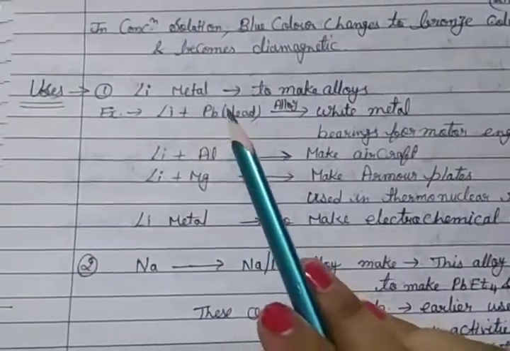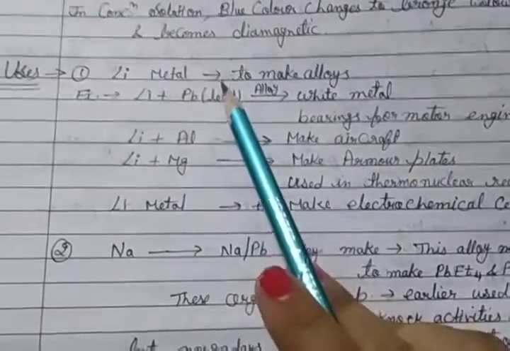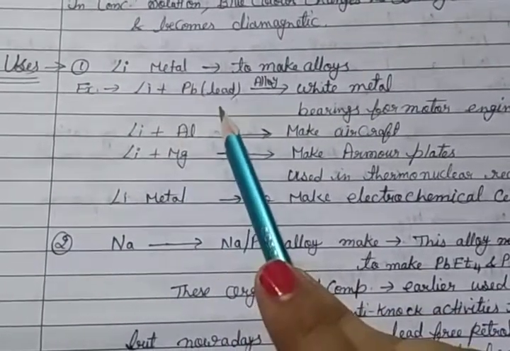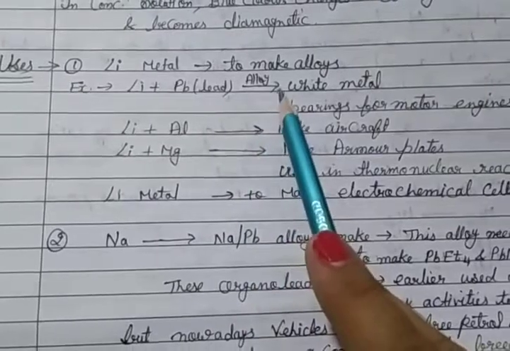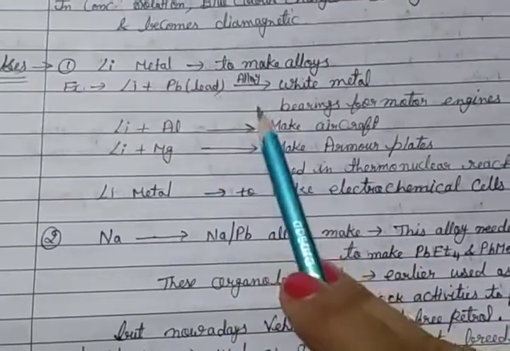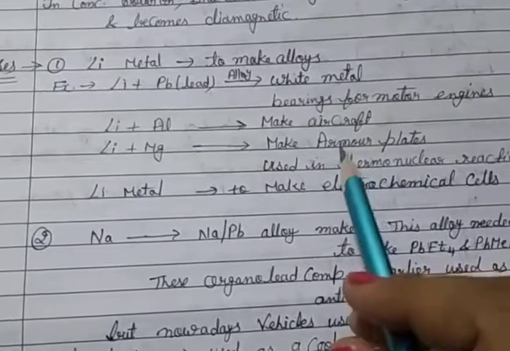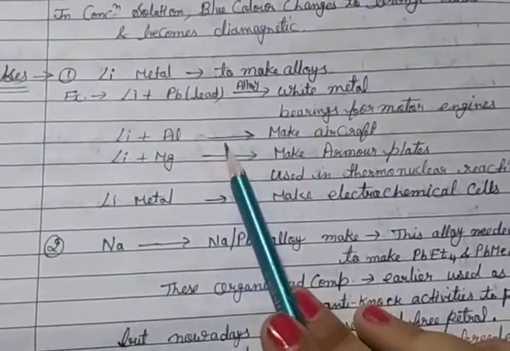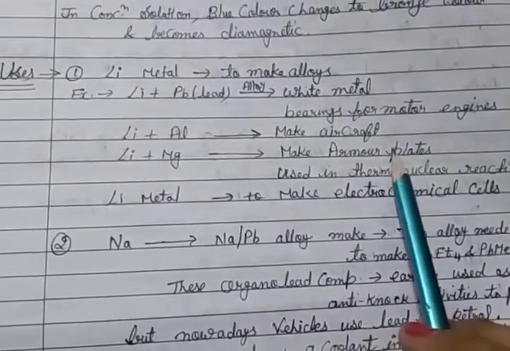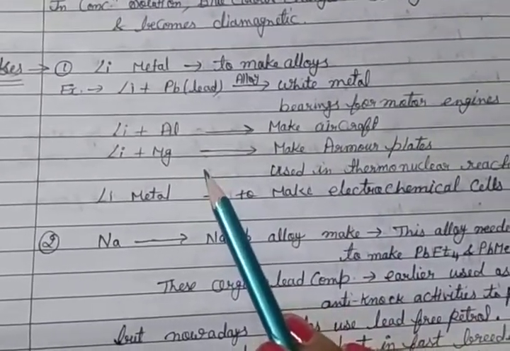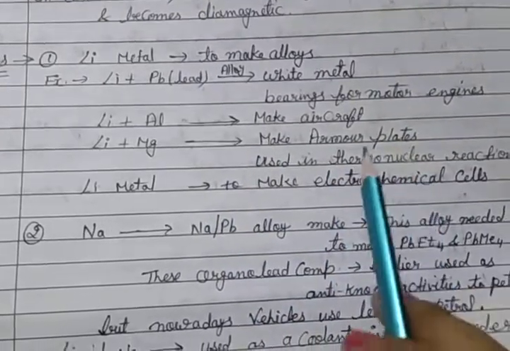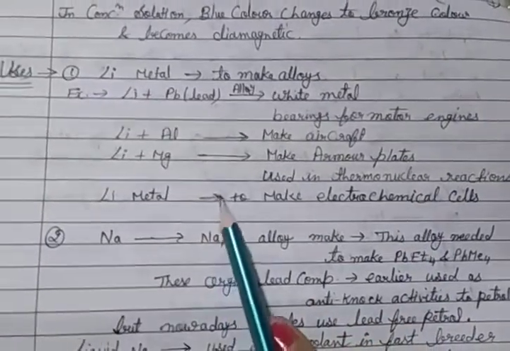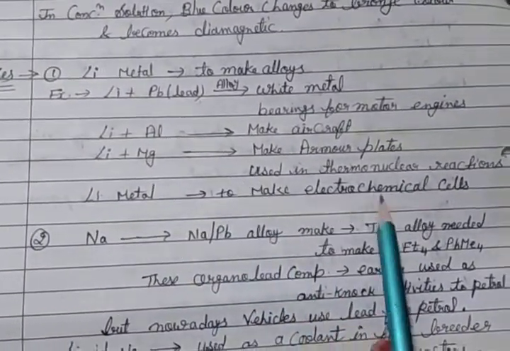Then the uses of alkali metals. Lithium metal is used to make alloys. Lithium reacts with lead to form an alloy, a white metal used for bearings for motor engines. Lithium plus aluminium alloy is used to make aircraft. Lithium plus magnesium alloy makes armor plates used in thermonuclear reactions. Then lithium metal is used to make electrochemical cells.